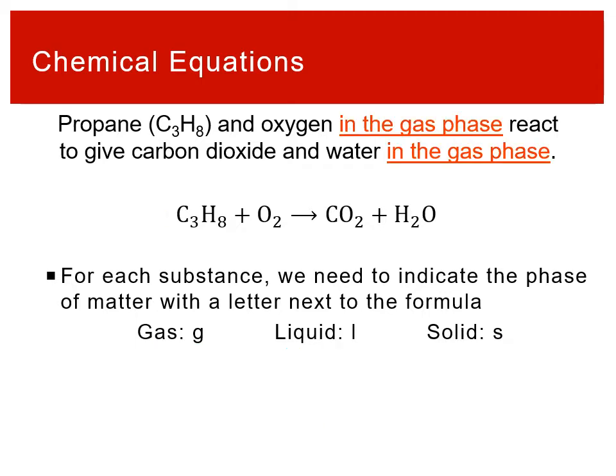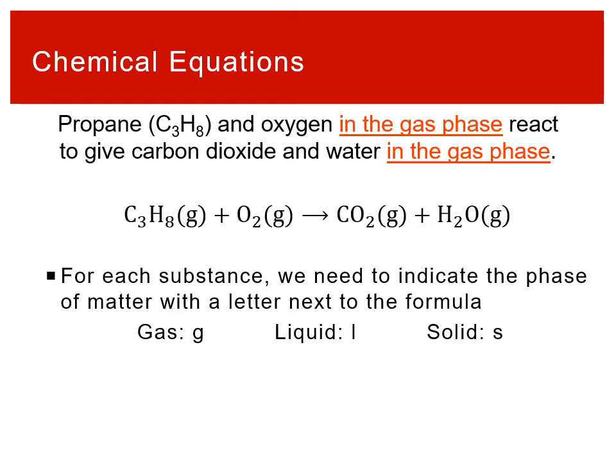For this particular reaction, we are told that everything is in the gas phase, right? Propane and oxygen in the gas phase. Carbon dioxide and water in the gas phase. So we just add that g. We said that we used a lowercase g, and so we can see that every single substance gets a g, in parentheses right after the substance. Even though these are all gases, all of these symbols are exactly the same. Each substance needs one because each substance has its own phase that we want to be representing.